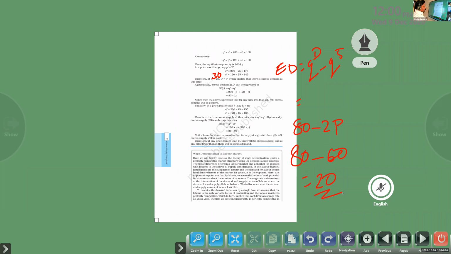Everyone got that number? Aishwarya, is that answer correct? Let me check that. Okay, yes, fine. Answer is 20. Okay, so excess demand is 20, right? Okay, fine. No others send the answer. Only Aishwarya send that. No others send that.